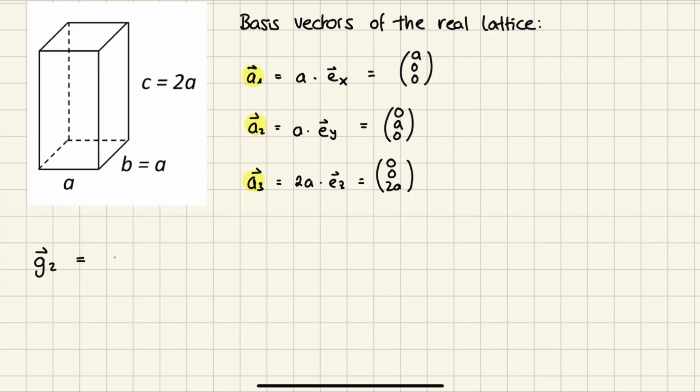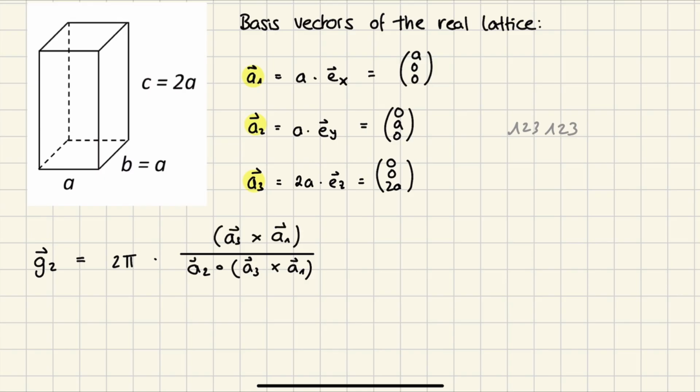To find g2, we now need the first cyclic permutation of the formula we used for g1. So we have the same factor of 2π, but now we need to change the order. Let me write down our indices as a repeating sequence again, just to make it clearer. Since we want to calculate g2, we need to start with the respective real index. So the first vector in our triple scalar product is going to be a2. Since it's a cyclic permutation, we have to use ascending order. After 2 comes 3, and after 3 comes 1. The cross product in the numerator is always going to be the same as the one in the denominator, so a3 cross a1 here as well.